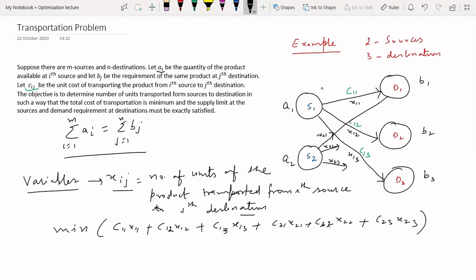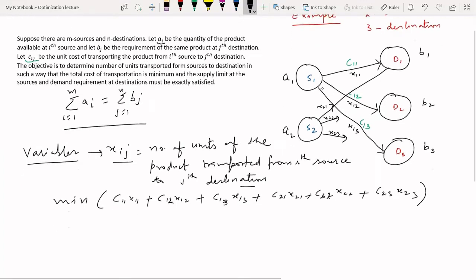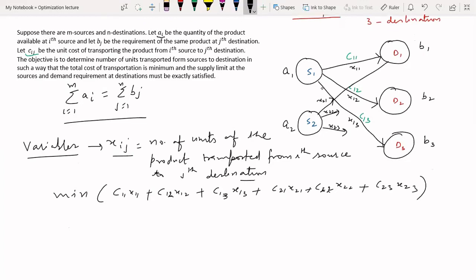But then what are my constraints? My constraint is that availability and requirement must be exactly satisfied. Since I have A1 units available at source 1, how are A1 units distributed? Out of A1, X11 units are distributed to destination 1, X12 to destination 2, and X13 to destination 3. So that means X11 plus X12 plus X13 must be equal to A1.